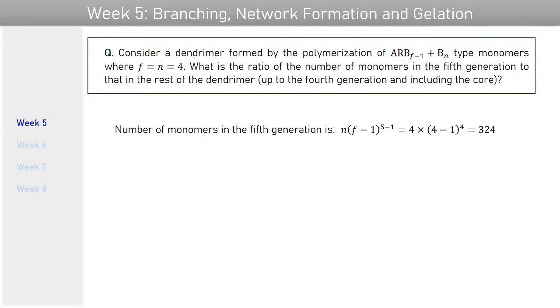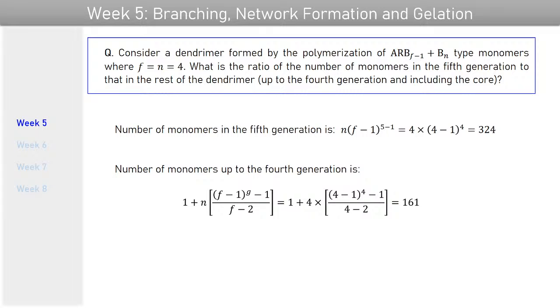The question is to find the ratio of the number of monomers in the 5th generation to the number of monomers in all the generations up to the 4th generation in this dendrimer. To solve problems like this, the expressions for finding the number of monomers in any particular generation were discussed in class. We substitute, since our generation is 5, this 5 is used. This corresponds to the generation number. N and F are 4, so we substitute those and we get 324 as the total number of monomers in the 5th generation only.